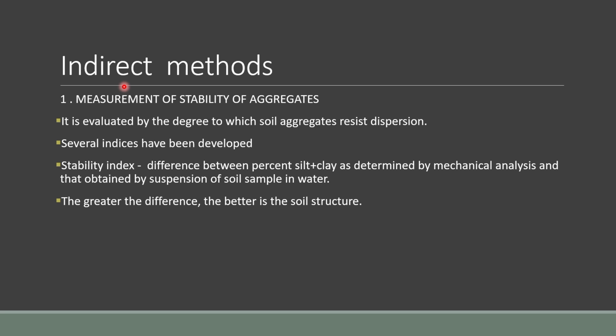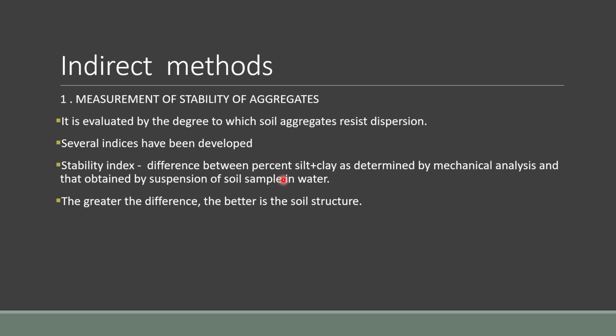In the indirect methods, the first is to measure the stability of aggregates. It is evaluated by the degree to which soil aggregates resist dispersion. Several indices have been developed, for example the stability index. It is the difference between the percentage of silt plus clay as determined by mechanical analysis, and that obtained by suspension of the soil sample in water.